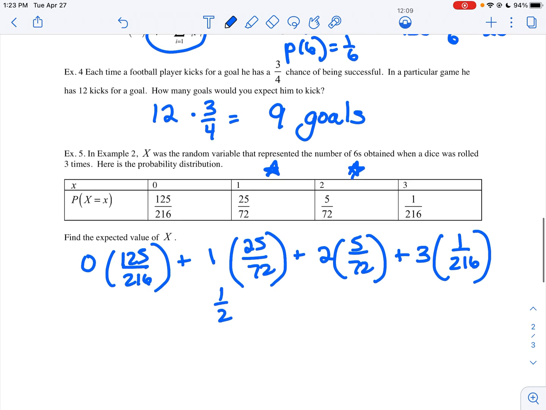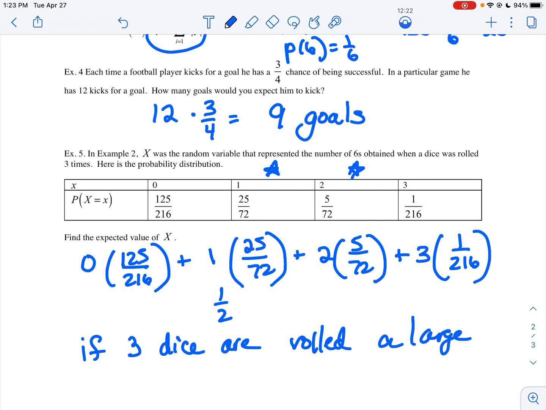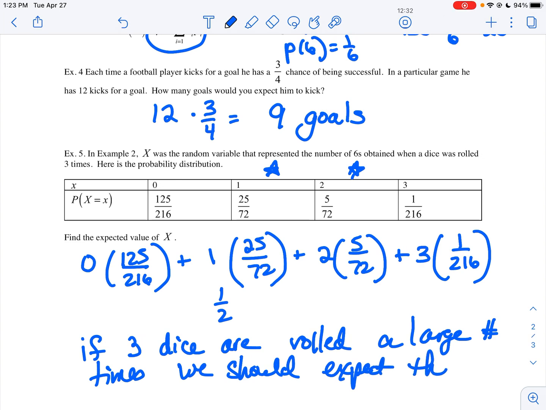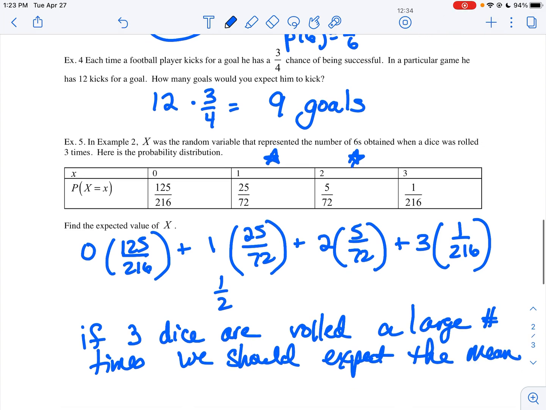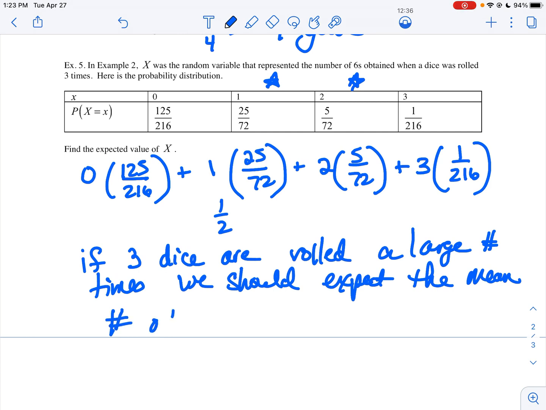So I got 1/2. So let's talk about what this means. What this means is if 3 dice are rolled a large number of times, we should expect the mean number of 6s to be 1/2.